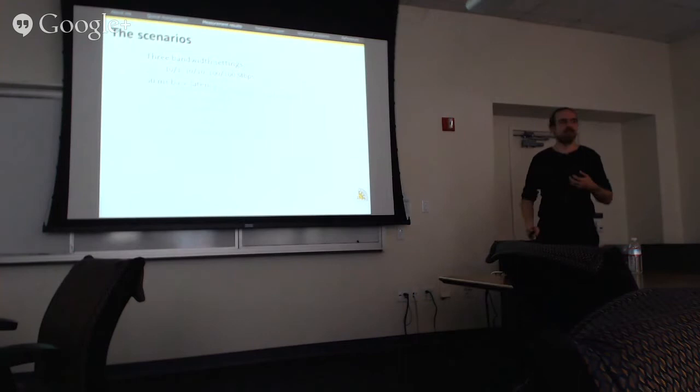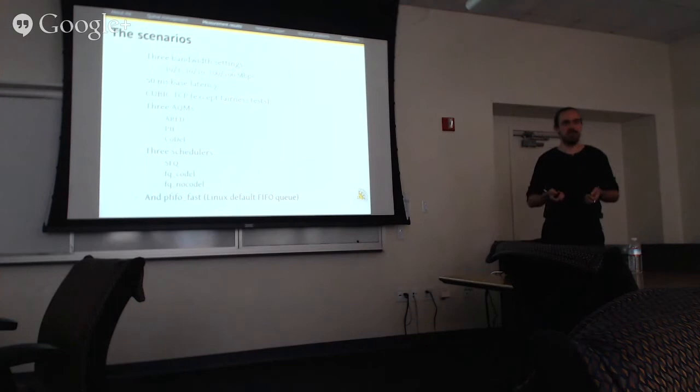50 milliseconds base latency over the path, and I run cubic TCP on them, and then I test all these algorithms. These are the ones you saw before, except FQ no CoDel is FQ CoDel with the CoDel algorithm turned off, to try to get an idea of how much of the benefit from this algorithm is from the scheduling and how much is from the AQM. And then we run the pfifo_fast, which is the default FIFO queue in Linux, as a baseline.